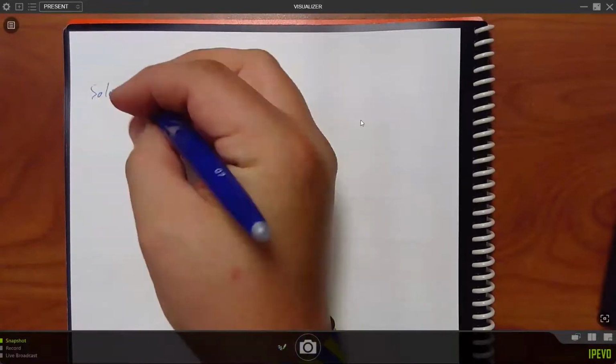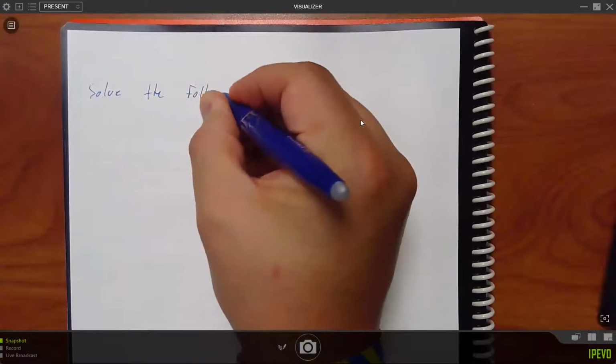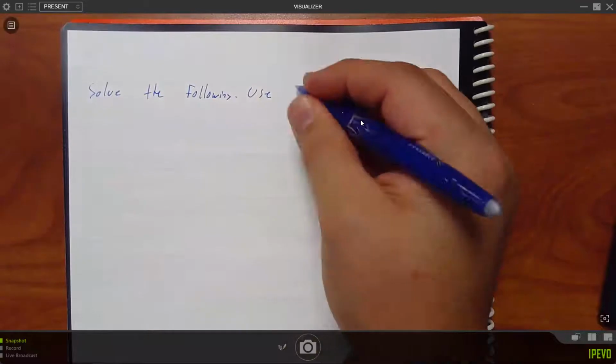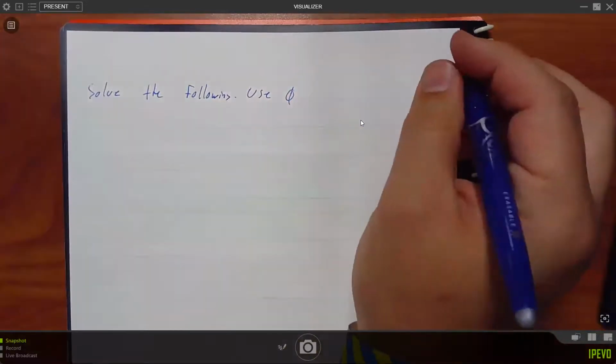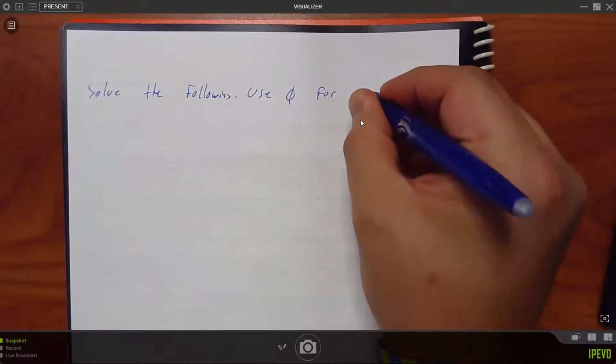You write the instructions this time. Solve the following. Use the empty set symbol for no solution.